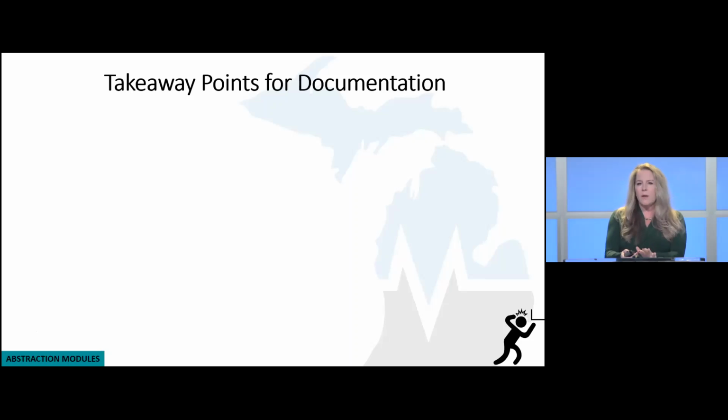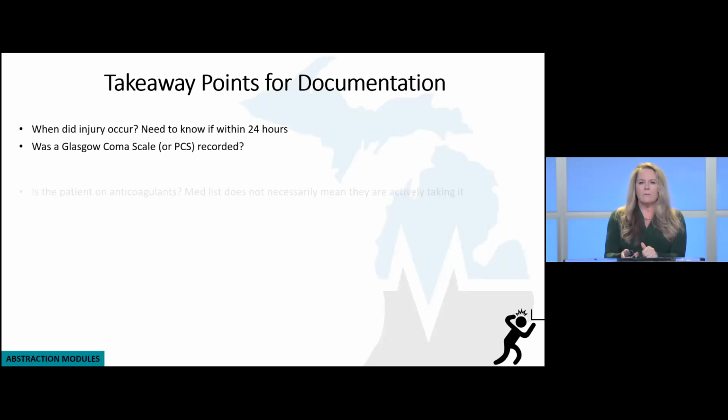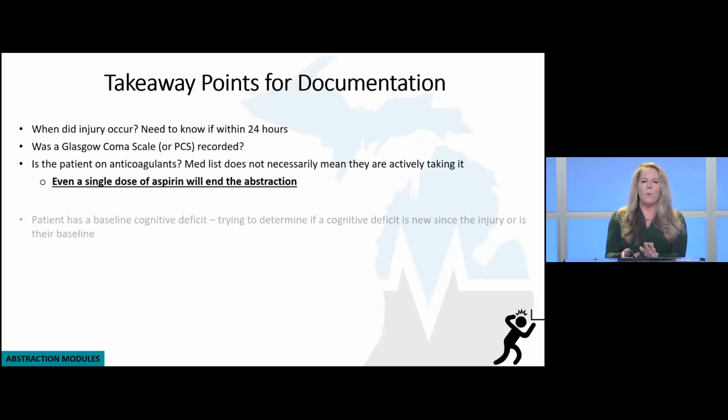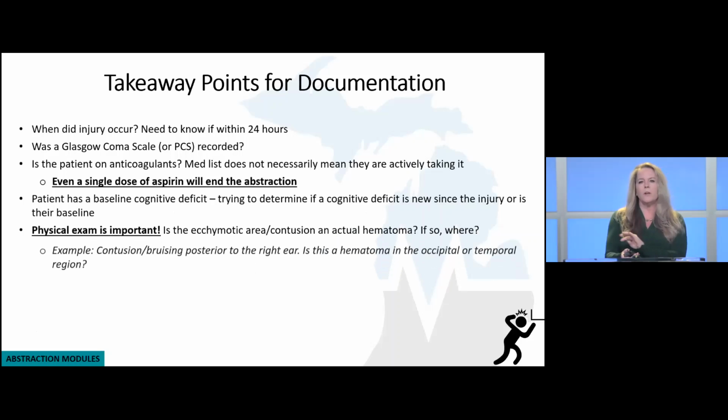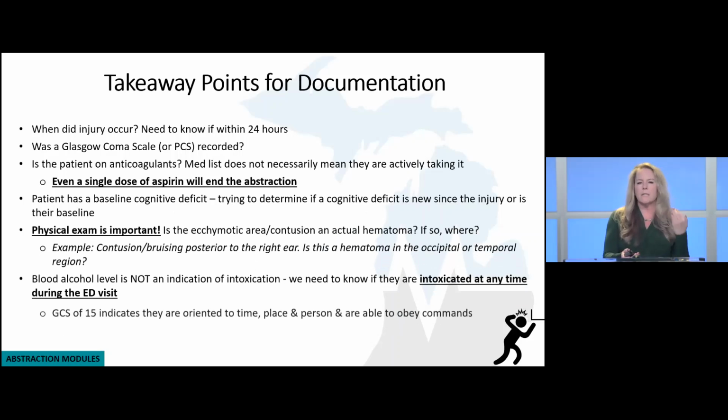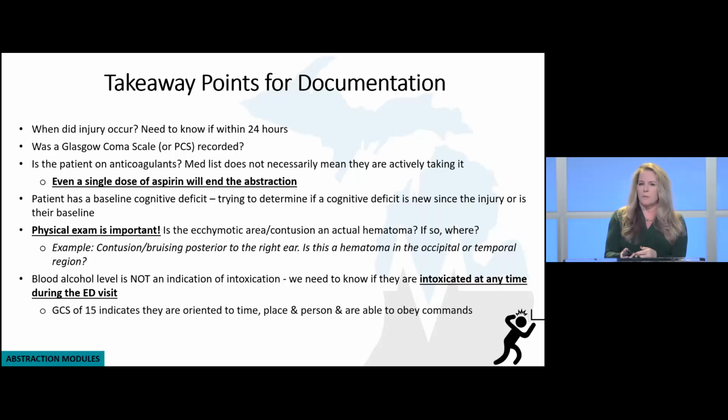So for takeaway points for documentation for the head injury module, we have a few. The first one is, when did the injury occur? Is it within 24 hours or not? So we need a sense of timing. It's very helpful when it's like they fell 2 days ago or just prior to arrival. Some type of timing is helpful. And also, was a GCS or a PCS, a pediatric coma score, actually recorded? Typically in most places, the nurses do that. So it's helpful to have that listed because we do account for that.